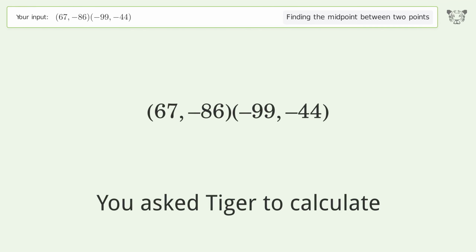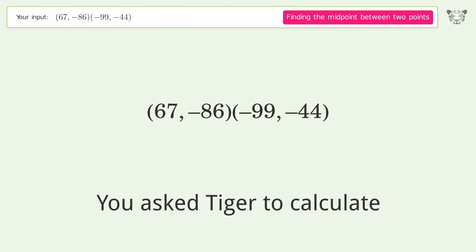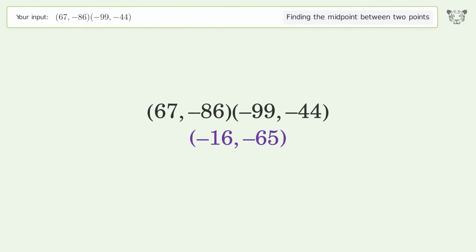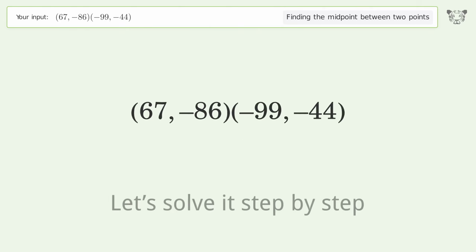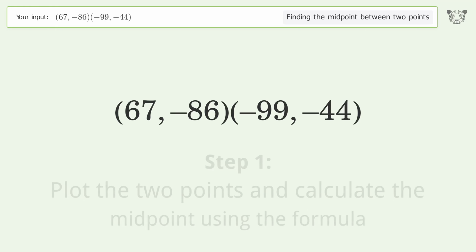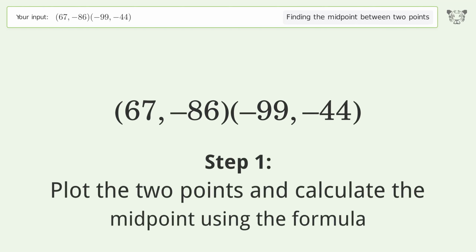You ask Tiger to calculate. This deals with finding the midpoint between 2 points. The midpoint between the 2 points is -16, -65. Let's solve it step by step. Plot the 2 points and calculate the midpoint using the formula.